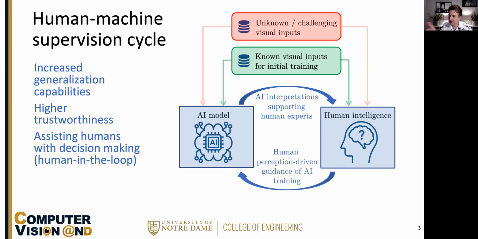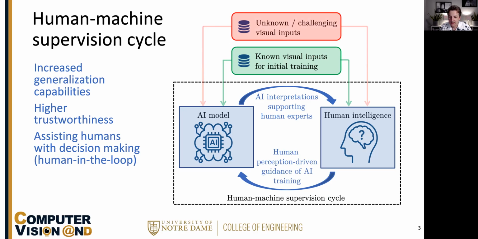And this is the second part of the loop, or the cycle, the human-machine supervision cycle, that we coined for this research, shown in this slide. So today's tutorial will be focused on this part: how to use human intelligence, human perception, to guide networks or to guide the models towards better generalization. That's the aim for today.